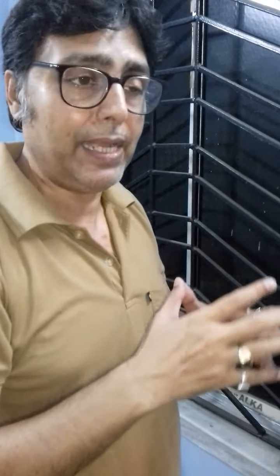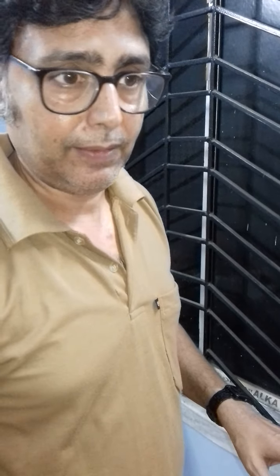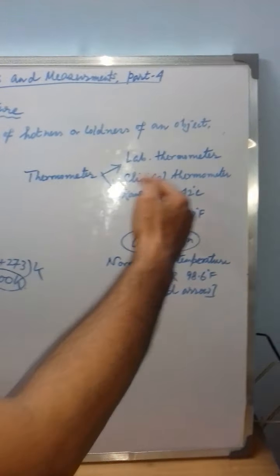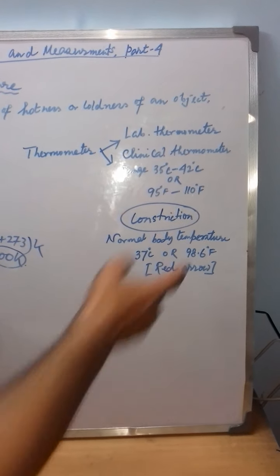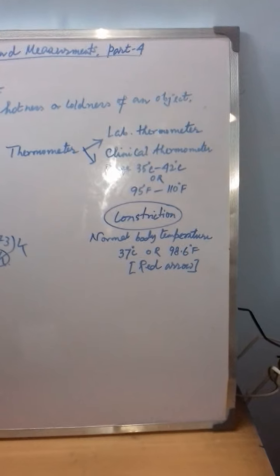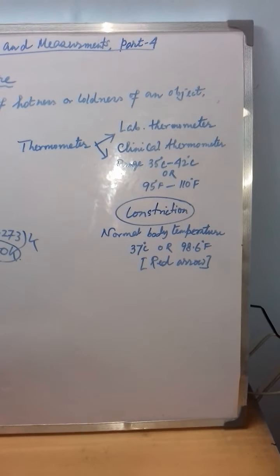Because if the temperature of a person is more than 105 degrees Fahrenheit, it means the condition of the patient is very severe. So that is the extreme point. 105 degrees Fahrenheit, it's a severe patient. Severe fever is there. So this is the range of temperature for the clinical thermometer, which is actually the doctor's thermometer and which is segregated in the Fahrenheit scale.